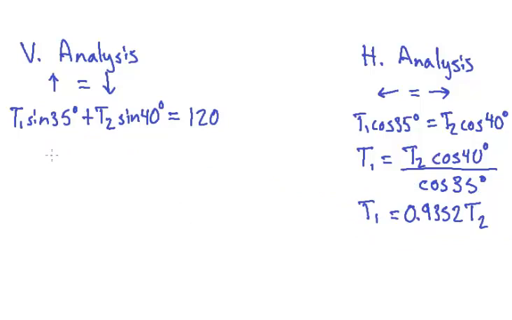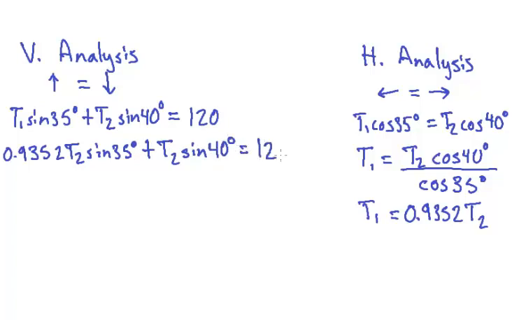And then we're going back to the horizontal. We cannot do anything else in here, so we're just going to leave it there. And we're going to substitute in here. Instead of T1, I'm going to put what I just found. So I'm going to put 0.9352 T sub 2 sine of 35 degrees plus T sub 2 sine of 40 degrees equals 120.